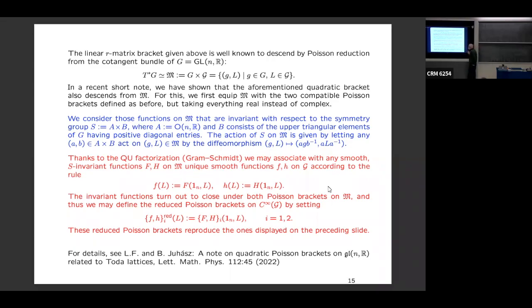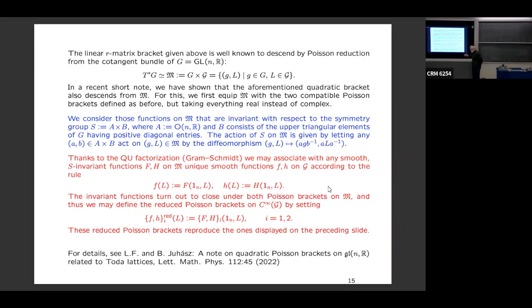So every invariant function in the original phase space, say f and h are two invariant functions, is uniquely represented by functions on the Lie algebra, because the group element is brought to the unit matrix. So this is a unique representation of every orbit of the symmetry group in our phase space. And then you define the reduced Poisson bracket, just restricting the Poisson bracket of the invariant functions to this cross section of the orbits of the phase space, and then you recover those compatible Poisson brackets written on the previous slide.